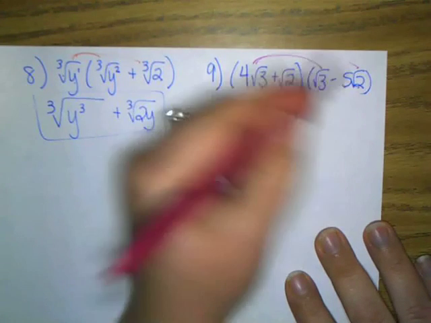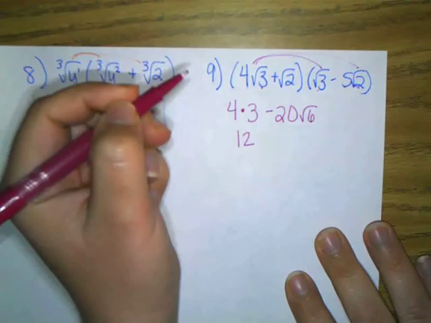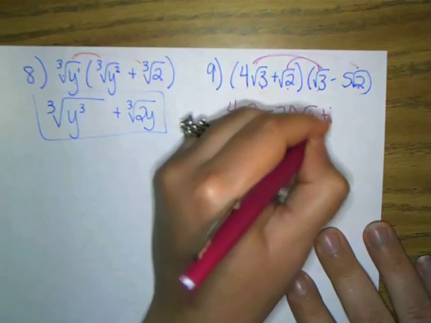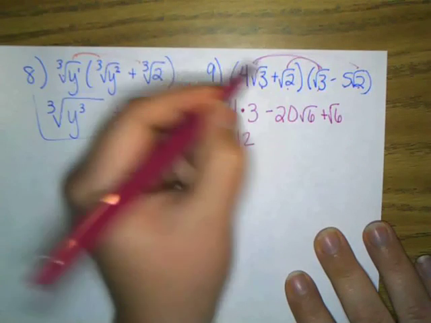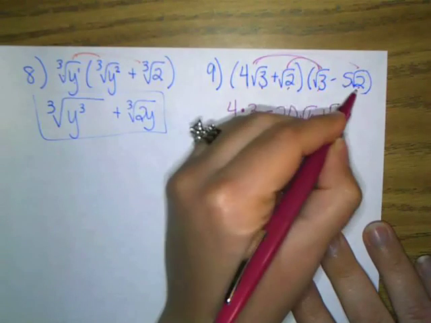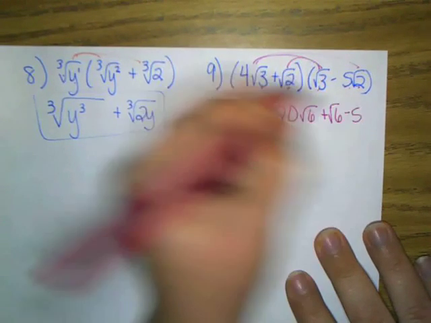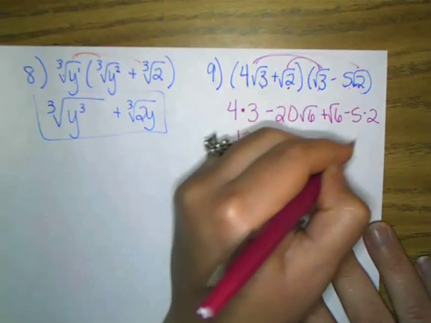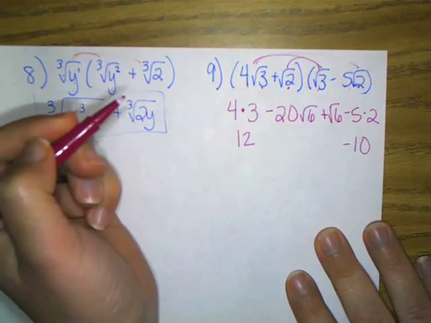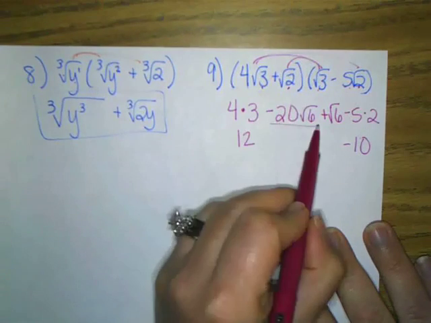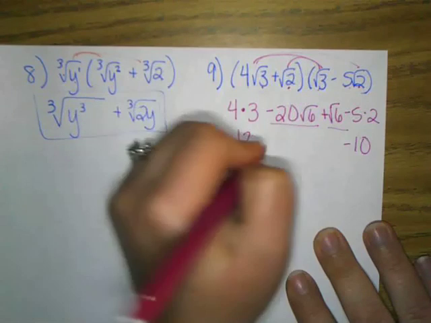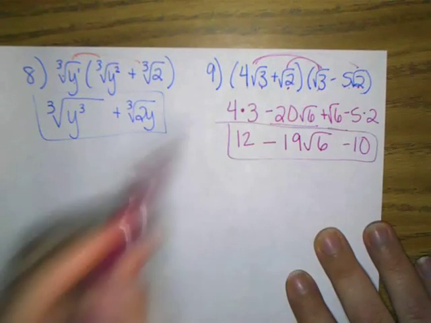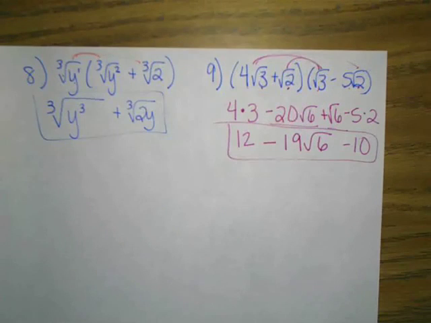Rad 3 times rad 2 is rad 6. Inside, rad 2 times rad 3 is plus rad 6. Last, rad 2 times 5 rad 2 is minus 5, rad 2 times rad 2 is 2, which is minus 10. And now negative 20 rad 6 plus 1 rad 6 gives you negative 19 rad 6. So there's your answer.